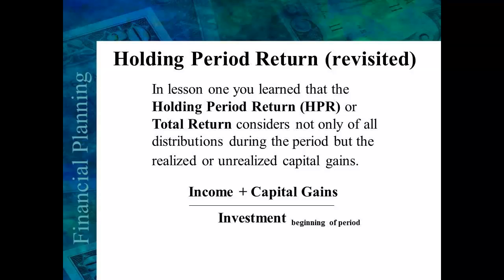In Lesson 1 of this investments course, you learned that the holding period return, or total return, consists not only of all distributions during the period, but also the realized or unrealized capital gains. The formula for HPR, or holding period return, is income plus capital gains divided by the beginning of the period investment.